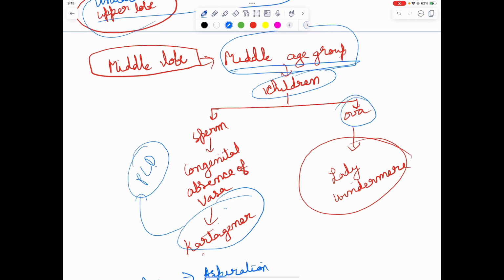Now, ova can be taken from Lady Windermere. Everybody wants to marry Lady Windermere. Why? Because she is high up in the social status. She is the queen. But she has to do one disgusting activity, that is to swallow the mycobacterium, cough.